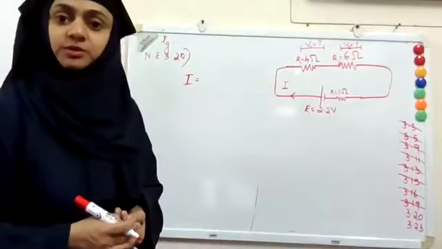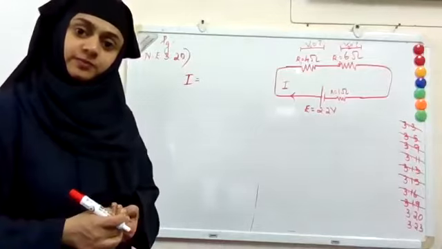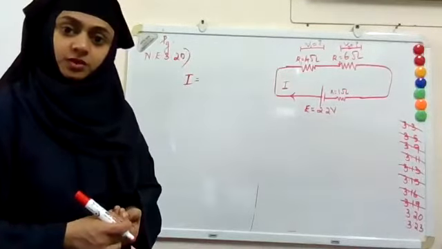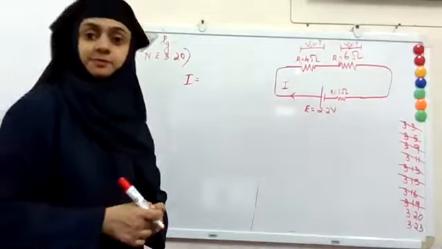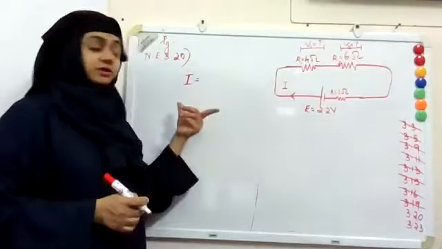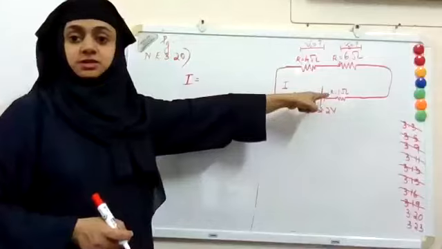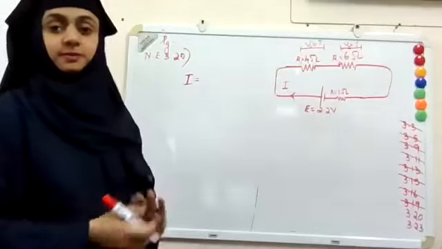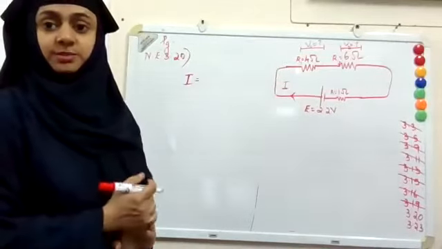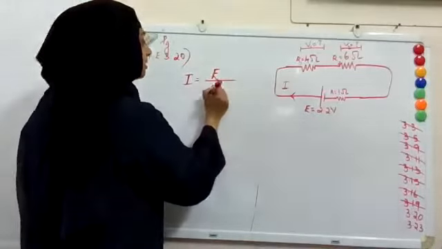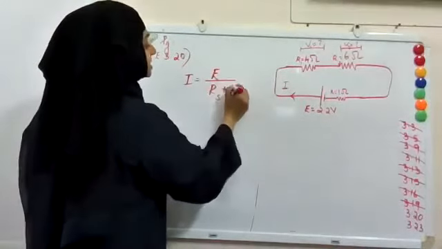Can't you hear me, Abdul Mustafa? Okay, Tahmina, tell me. Which equation will we use for current? EMF is there, internal resistance is there. Yes, Tahmina. E by R_S plus R.